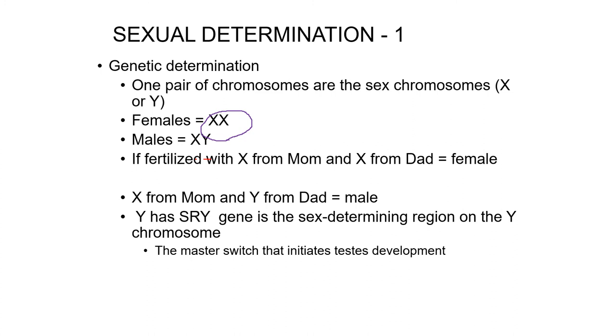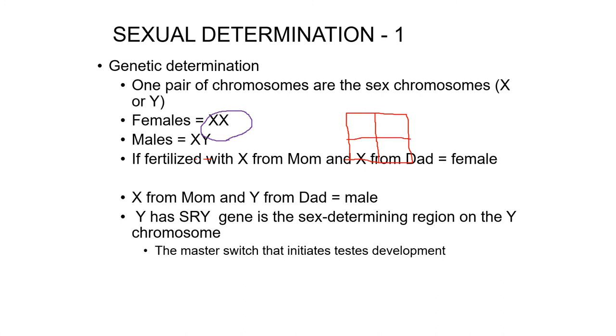Every human being has an X chromosome, and that X chromosome is passed down from the mom. Okay, so what I'm going to do is draw a little Punnett square for you, and we're going to go back in time and make you as a baby.